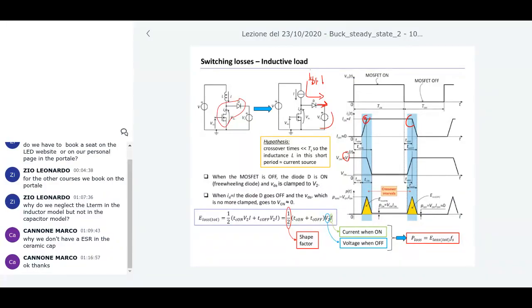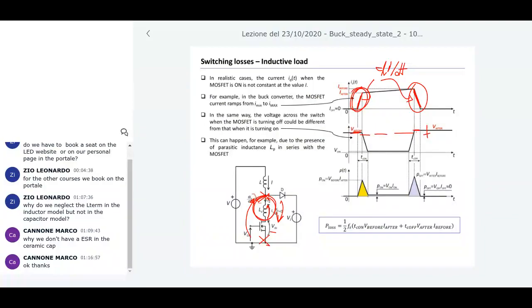But we have to modify a little bit the current through the MOSFET because it's not constant, because we have an inductance that shapes the current in a triangular way. And then you have to consider that typically inductances can modify the voltage level when the MOSFET is off, before and after turn on and turn off.